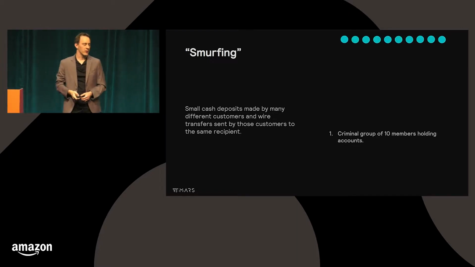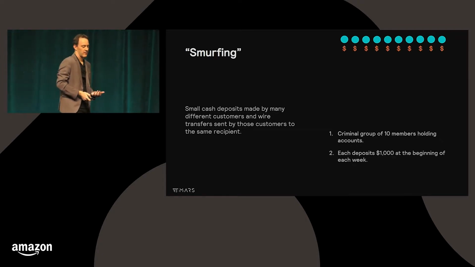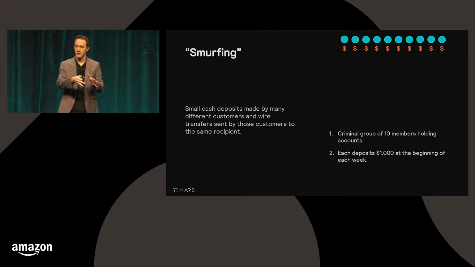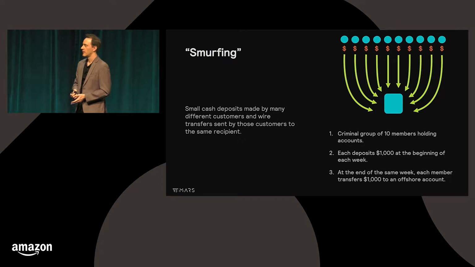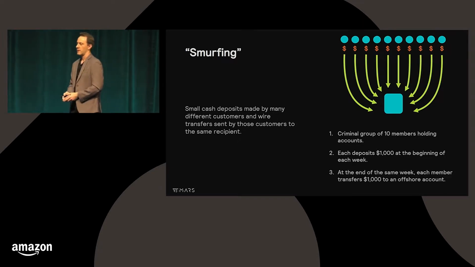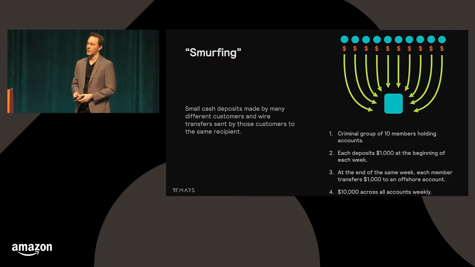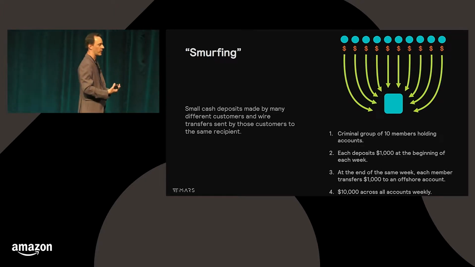So let's see how that works. Could be a criminal organization of, let's say, 10 members. Each one has an individual account and is going to deposit $1,000 into its own account at the beginning of the week. At the end of the week, they're going to transfer this $1,000 to a common recipient, a new account. And what we're going to have at the end of the week is $10,000 flowing across these accounts weekly.